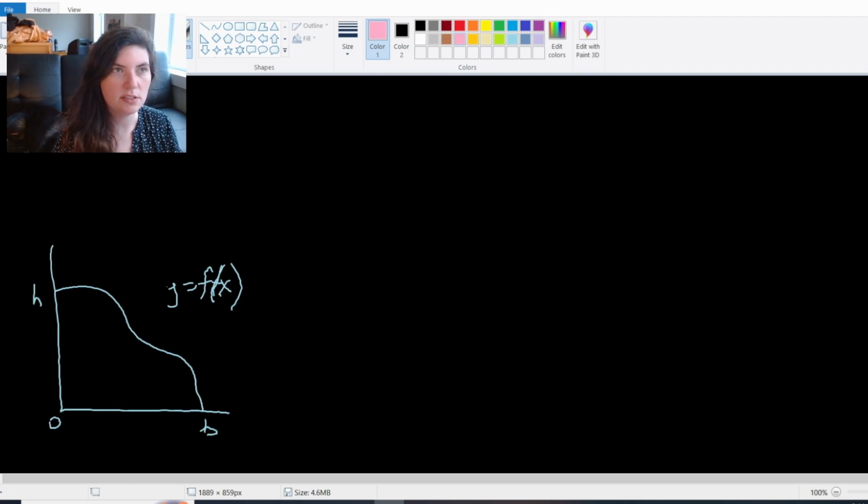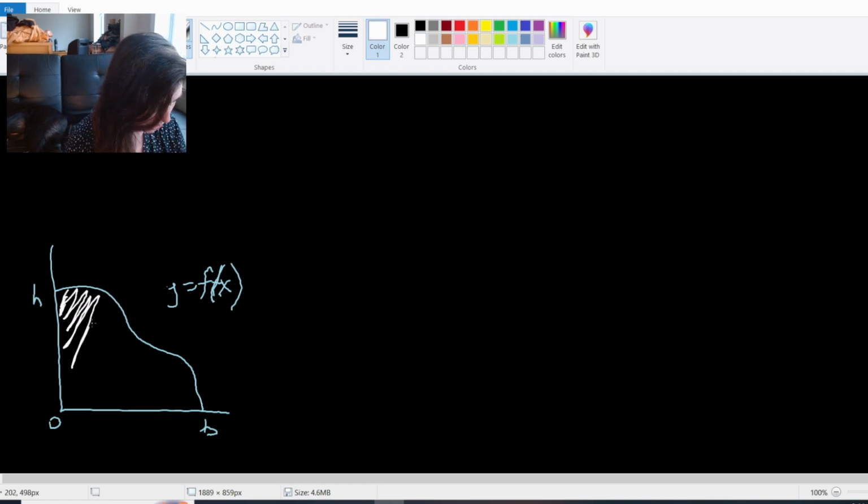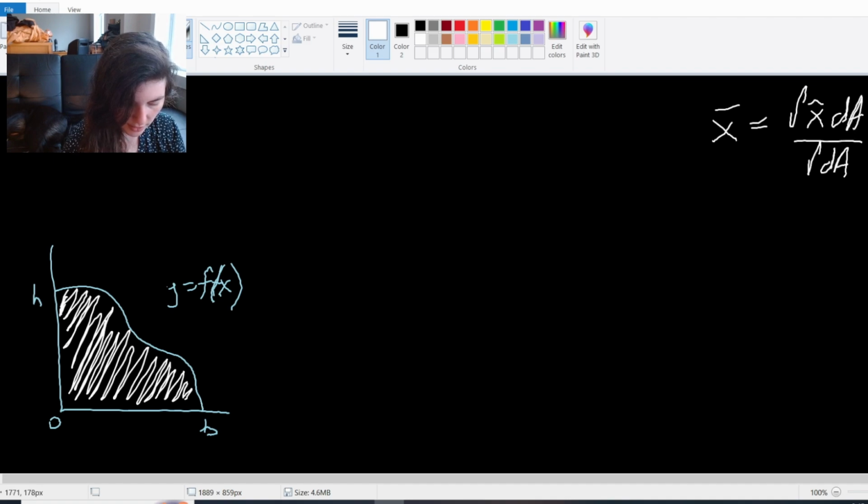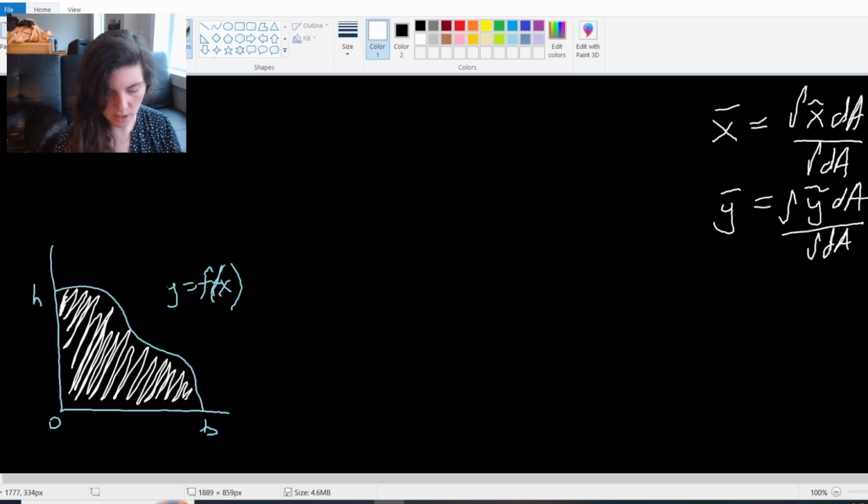So let's say I'm given some amorphous shape like this, right? And we're going to say this is shaded in, and I want to find the centroid of this shape. And so what I need for my ingredients, right, my x bar is going to be the integral of x tilde dA over the integral of dA, and then the y bar will be the integral of y tilde dA over the integral of dA. So how do I find each of these parts?